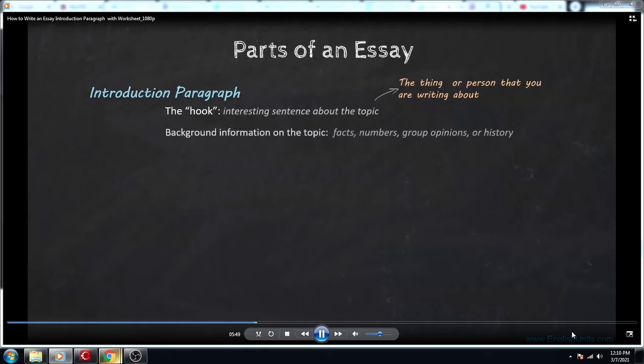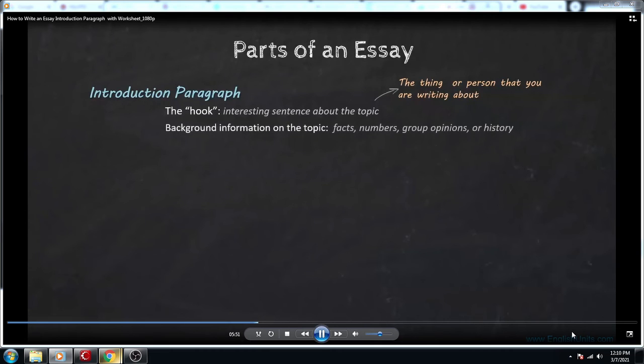Then you follow with sentences that tell background information on your topic. Examples of background information include facts, numbers, group opinions, or history. These are just a few examples of background information, and the type of background information you use should prepare your readers for your message about your topic.